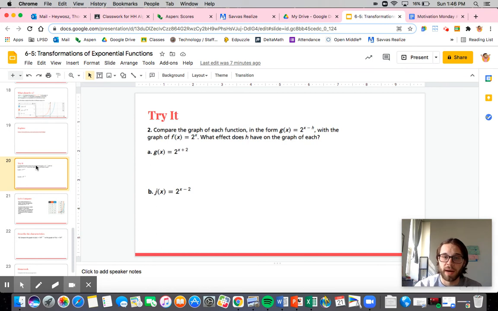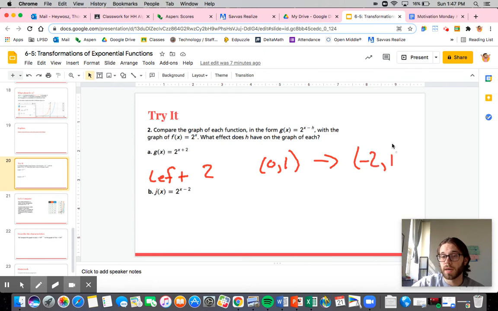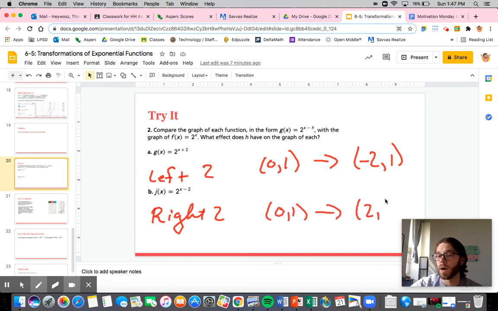So let's try it. Let's compare it. When you see this, we go up here +2. So that means I'm going to the left 2, which essentially means what was 0, 1 has become -2, 1. I just took it and I went whoop, over here. Now I have a minus, so this is going to be right 2. So that means my 0, 1 has now shifted over to 2, 1. All right.